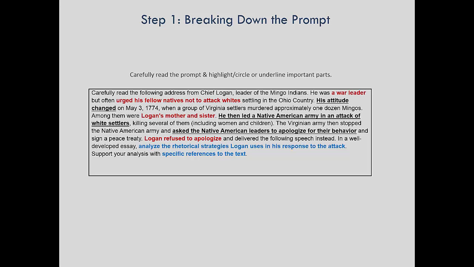Step 1, breaking down the prompt. Carefully read the prompt and highlight or circle or underline important parts. Here I have a sample prompt. Look at the things that I have highlighted and underlined. These are very important parts of the prompt that I want to make sure that I capture.